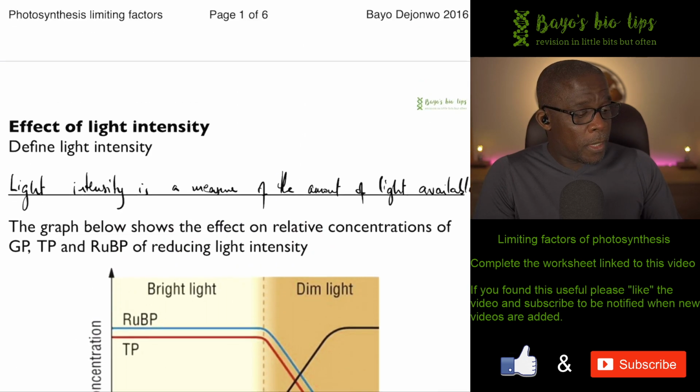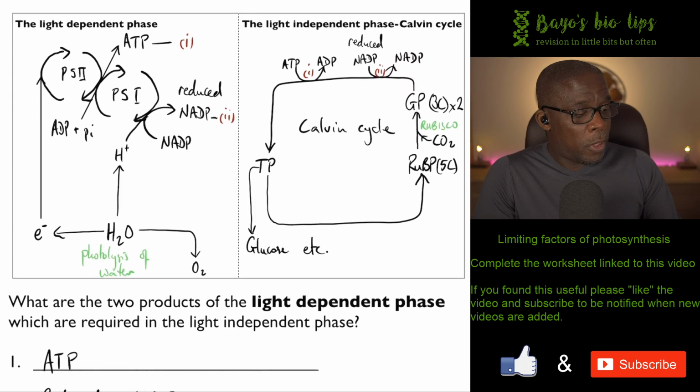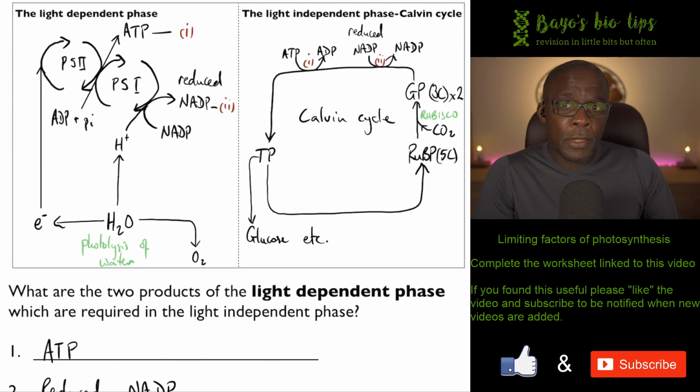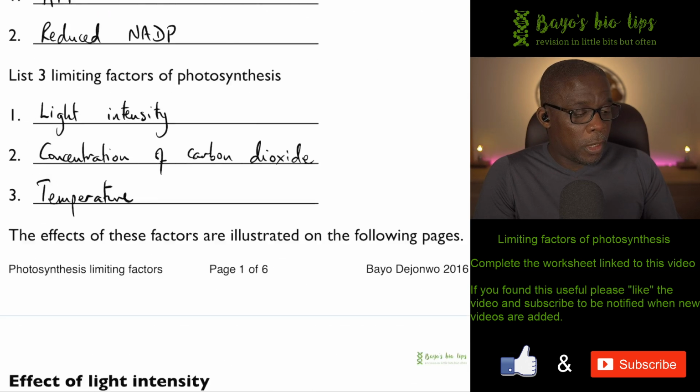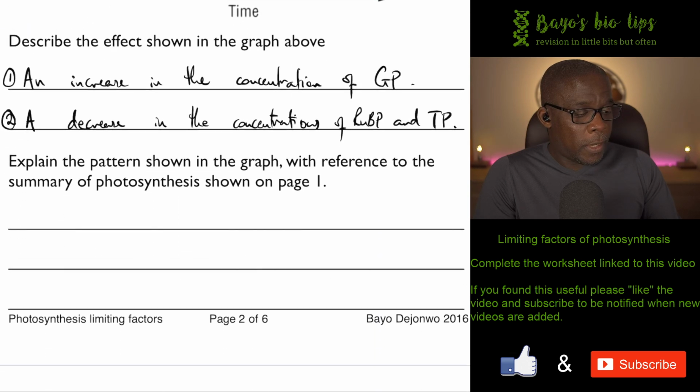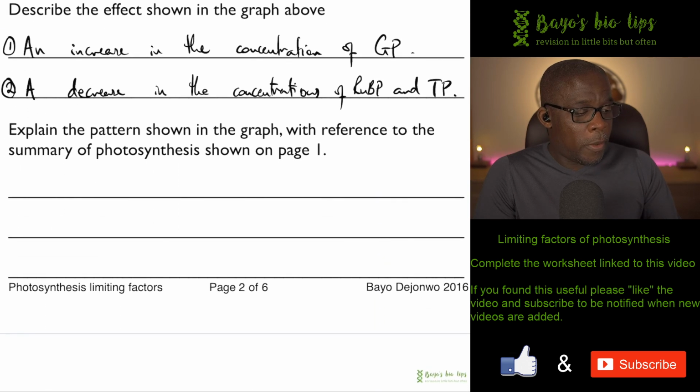So if we go back to page 1, remember that the light-dependent phase, the bit of the process which is affected by light, produces ATP and reduced NADP. And those two substances are required to convert GP to TP. That's important. So let's go back here and explain why we end up with an increase in GP but a decrease in RUBP and TP.